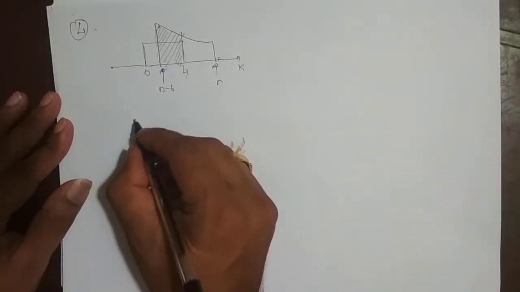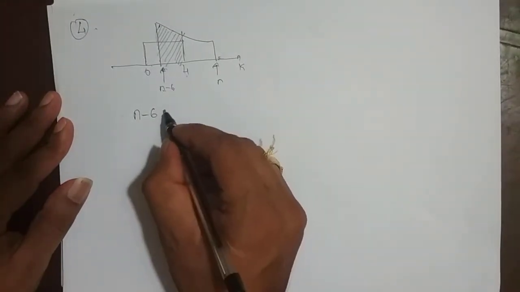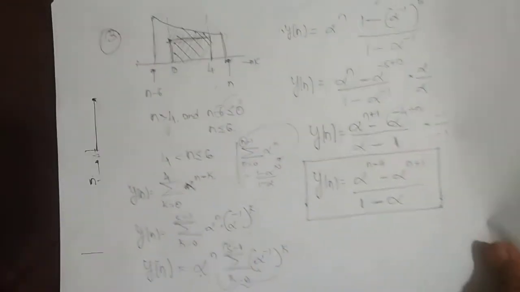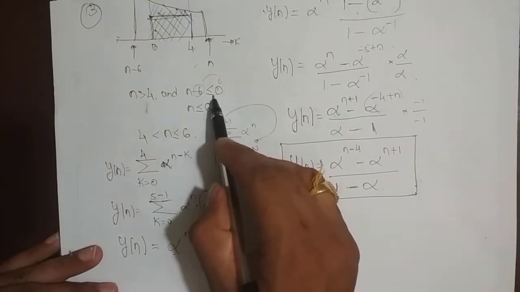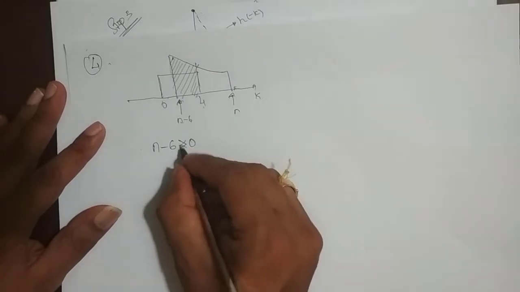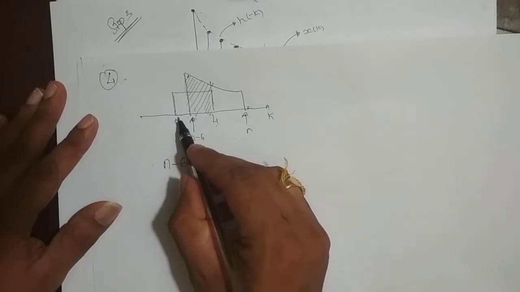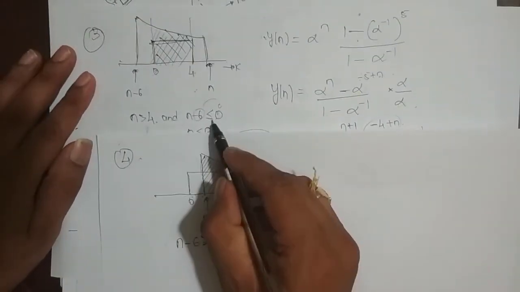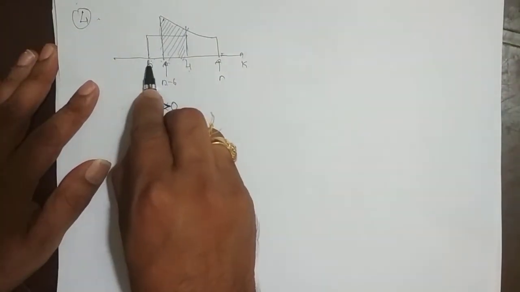So what is the condition? Now, since I included 0, when n minus 6 is less than or equal to 0, I should exclude 0, right? When n minus 6 is greater than 0, I cannot put greater than or equal to 0. Why? Because I have already included 0 here. Okay, when n minus 6 is greater than 0, till greater than 0 in the sense here, right?